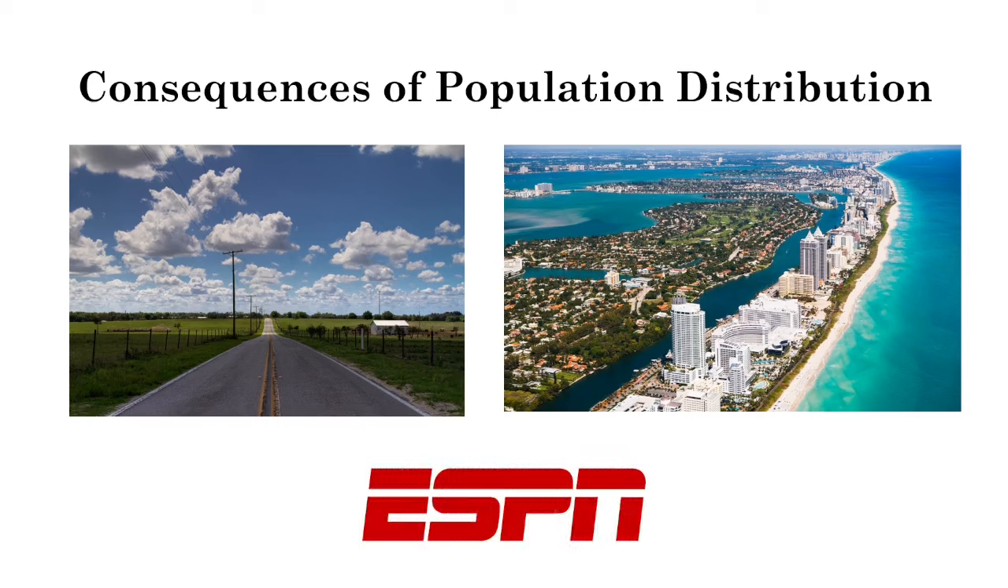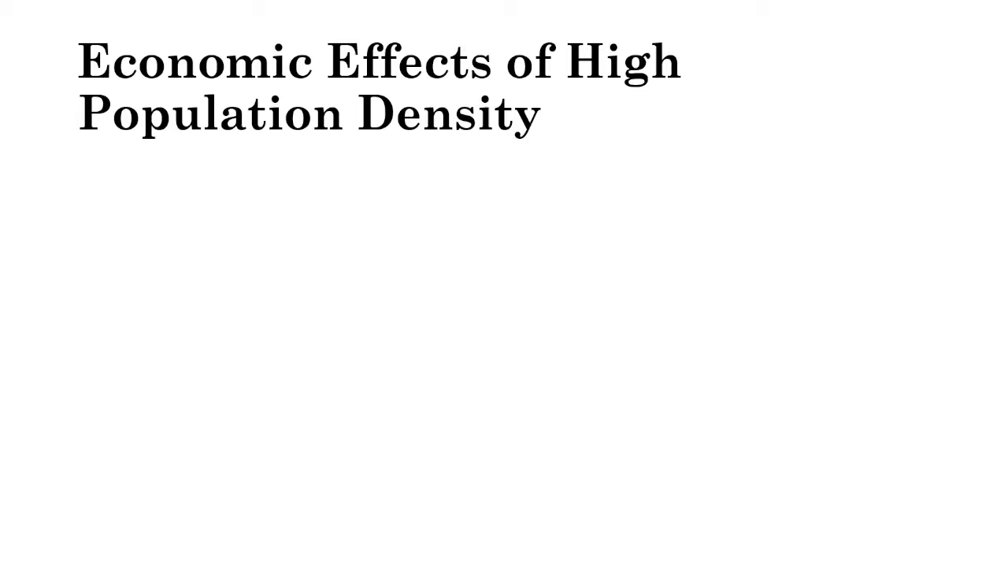Well, let's dive into ESPN. ESPN, we're talking about sports. Not really. We're going to talk about economic, social, political, and environmental consequences of population distribution. So let's start with economic effects.